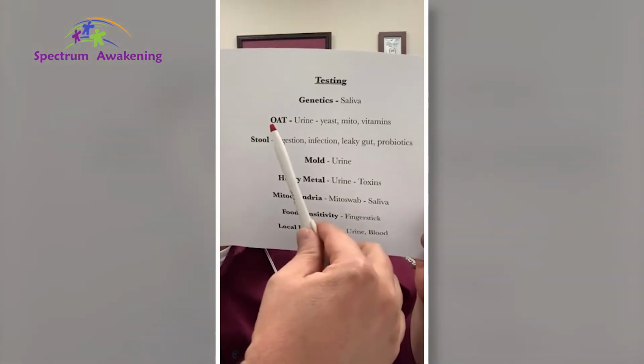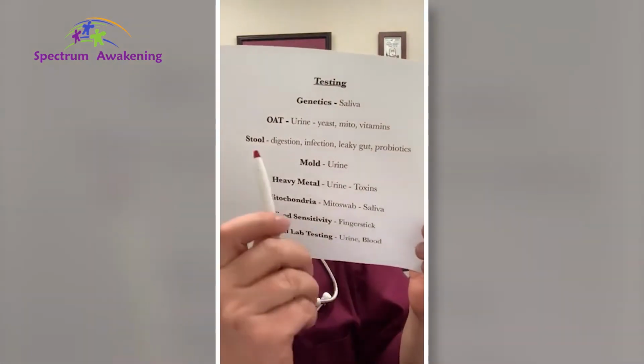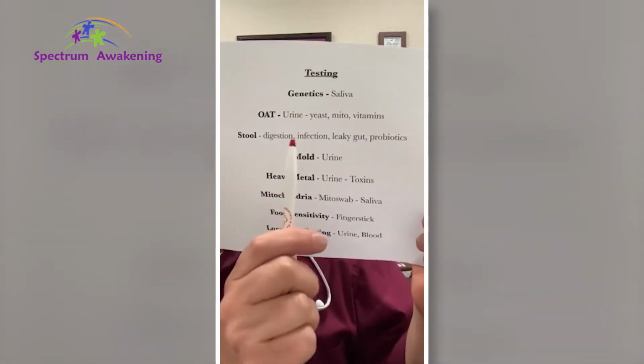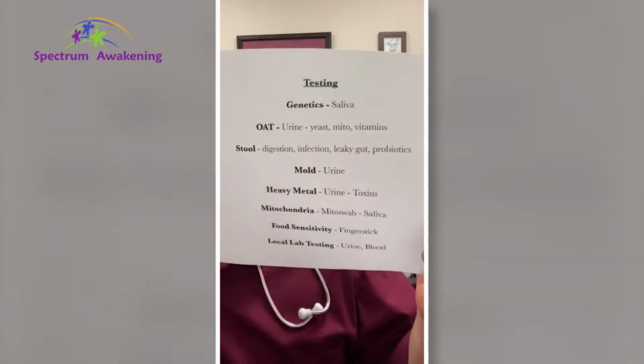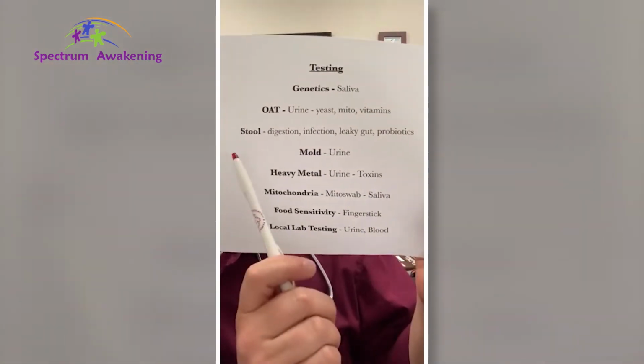Also an OAT test. You may have heard of the infamous OAT test, okay? The OAT test is a urine test that analyzes certain chemicals in the body that can identify yeast infections, mitochondrial problems, and analyze certain vitamin levels, all right? Pretty cool test, very commonly done. Next, a stool test.